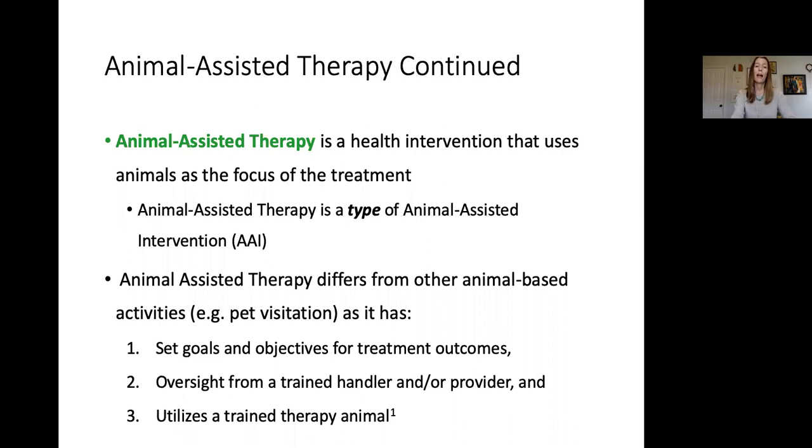Animal-assisted therapy will have oversight from a trained handler or a healthcare provider who is assisting in that implementation. And then it utilizes a trained therapy animal. So there's a little bit more oversight, a little bit more rules, and a little bit more rigidity to animal-assisted therapy to make sure that you are pushing forward for that goal of a specific treatment outcome.